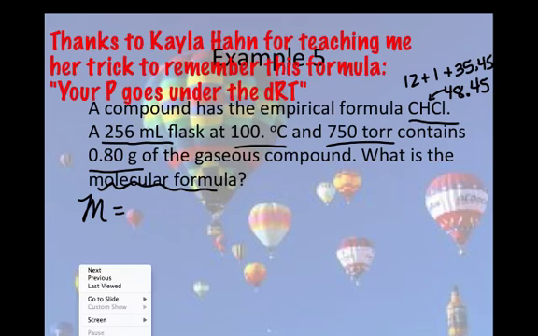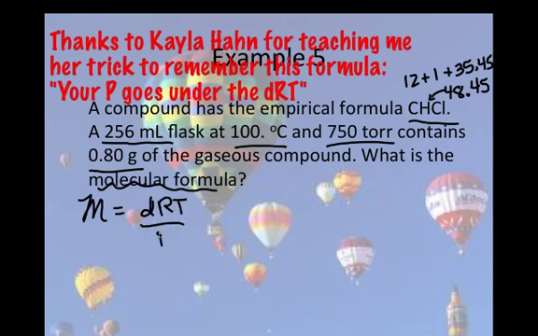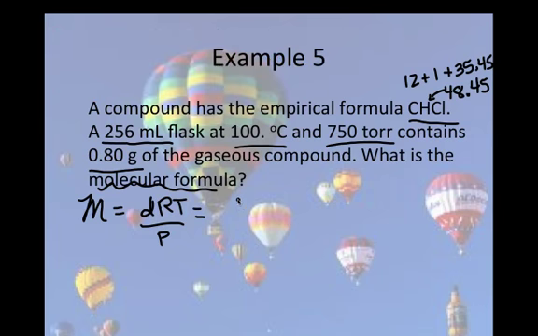All right, how does this go? The molar mass is dRT over P. All right, well, let's give this a try. How do I find the density? Density is mass over volume. So I don't have to find the density yet. I just have to put mass over volume in the place of density. So I have mass over volume in the place of density. All right then, we are cruising.